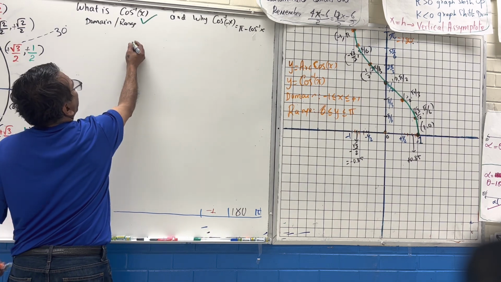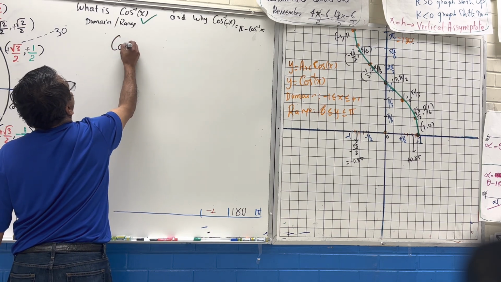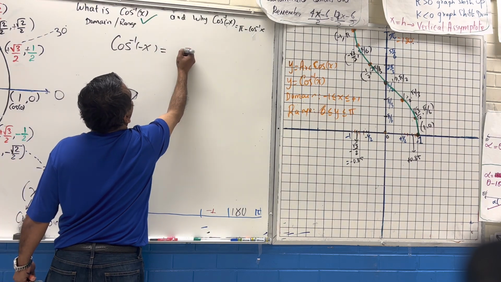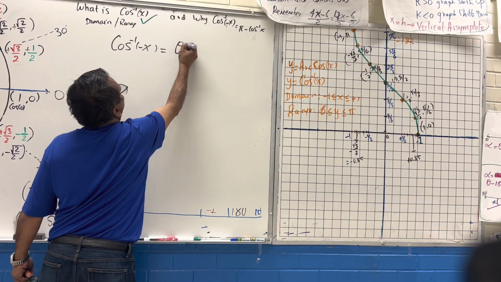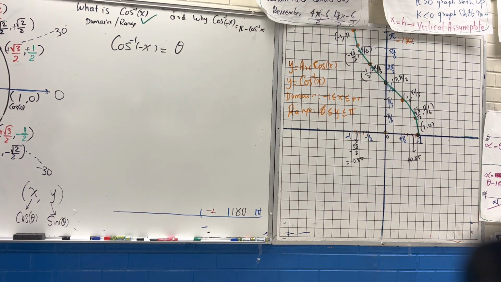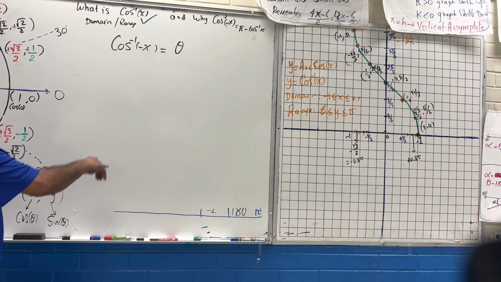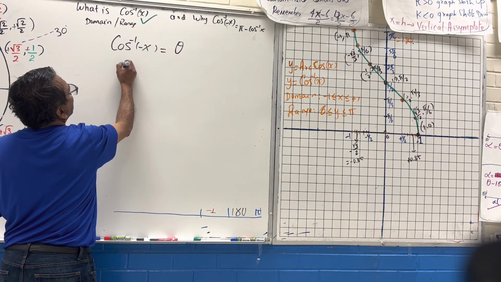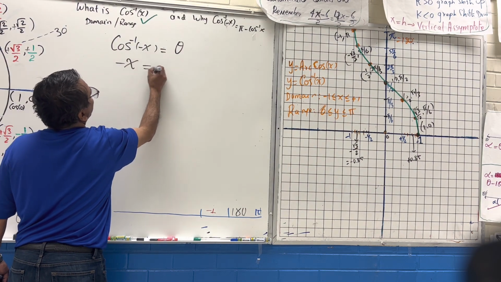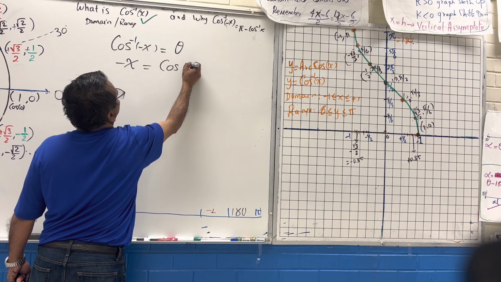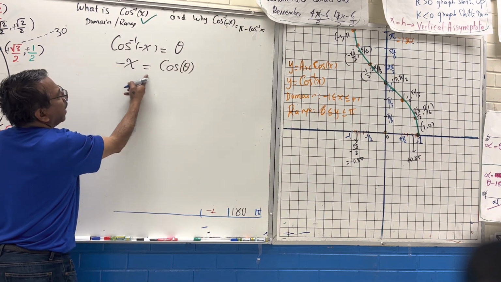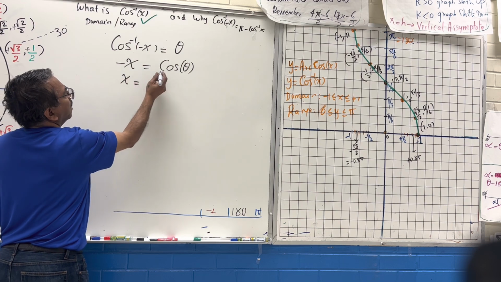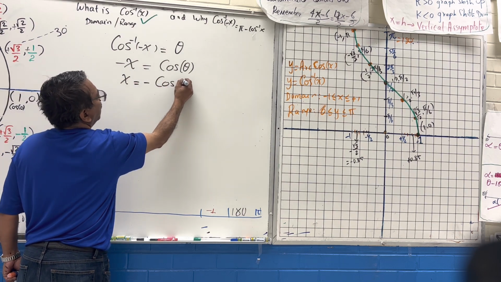So I'm going to do this analytically. Let cosine inverse of minus x equal theta. So that's the first step, exactly like how we did. Then by the definition of inverse function, negative x equals cosine theta. Then multiply by -1 on both sides. This negative will change to positive, and this side will be cosine of theta.